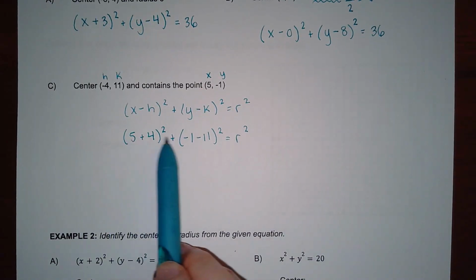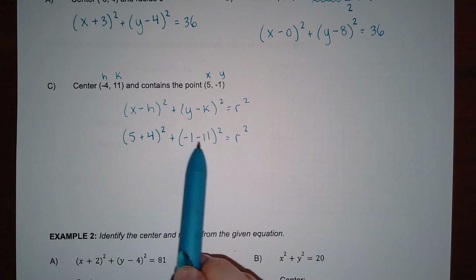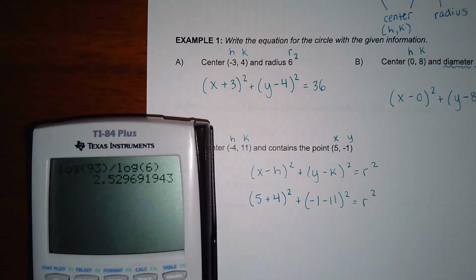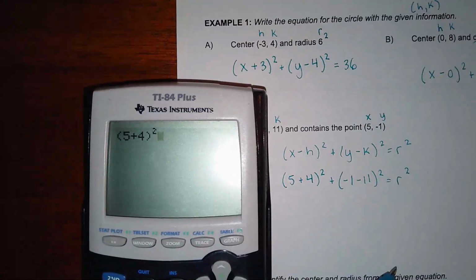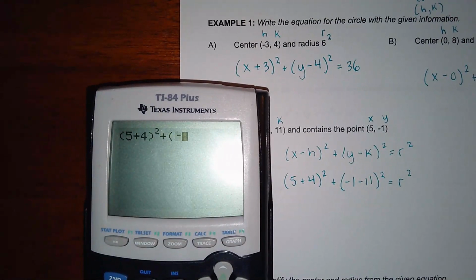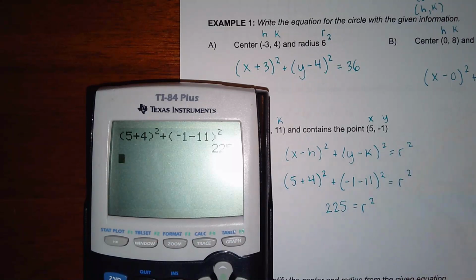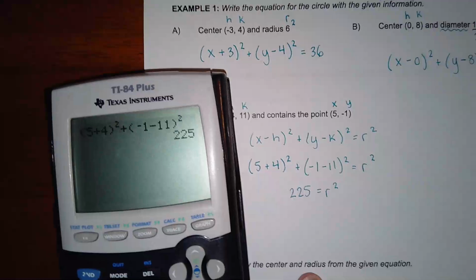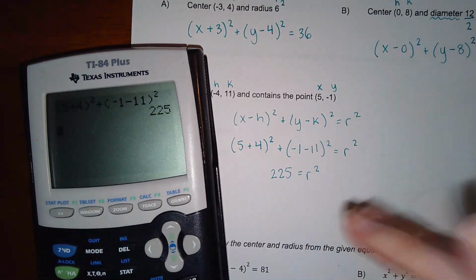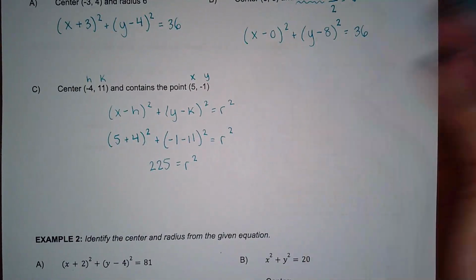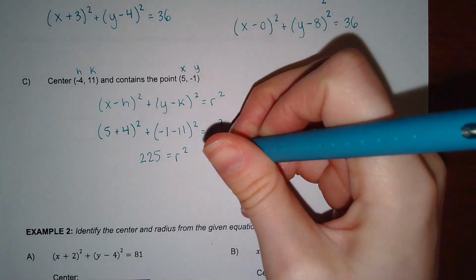Now, we should be able to type this whole thing on our calculator. These are just numbers. So we should be able to type in those numbers and get an r squared value. So I'm going to type in just like I see, 5 plus 4 squared, plus in parentheses -1 minus 11 squared. And that's going to give me my r squared value. Now, technically we could take the square root of this to find the radius, but I don't really need that since I'm plugging into this equation, which has r squared. So then I'm going to just use that to write my equation.